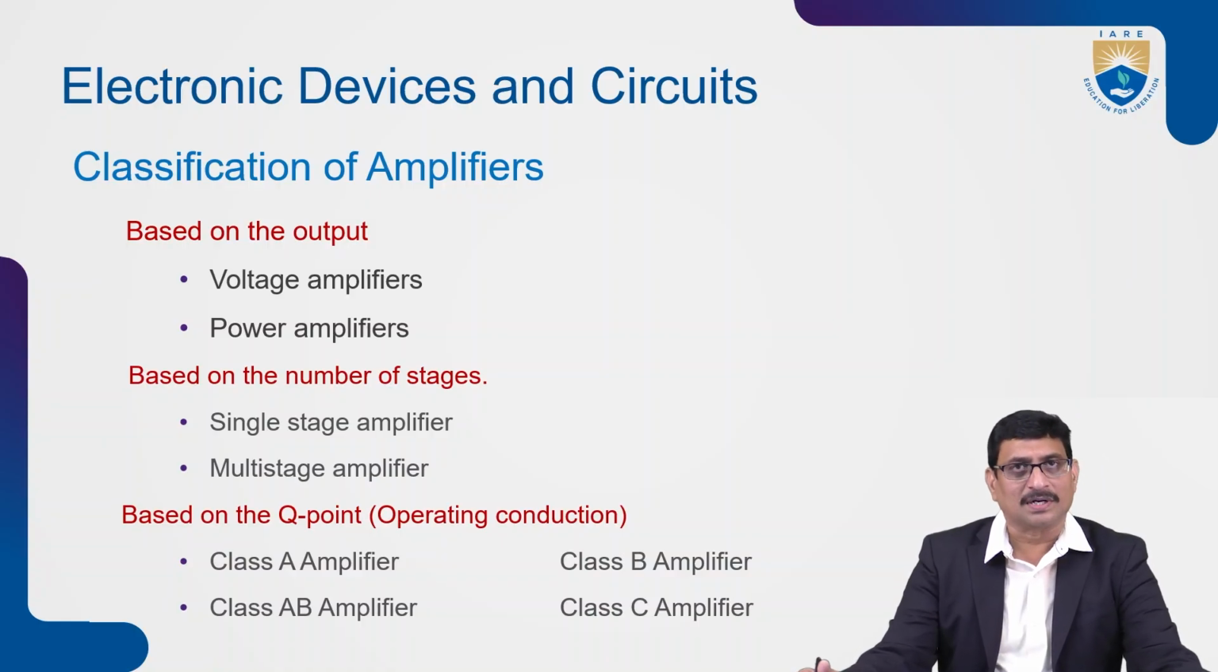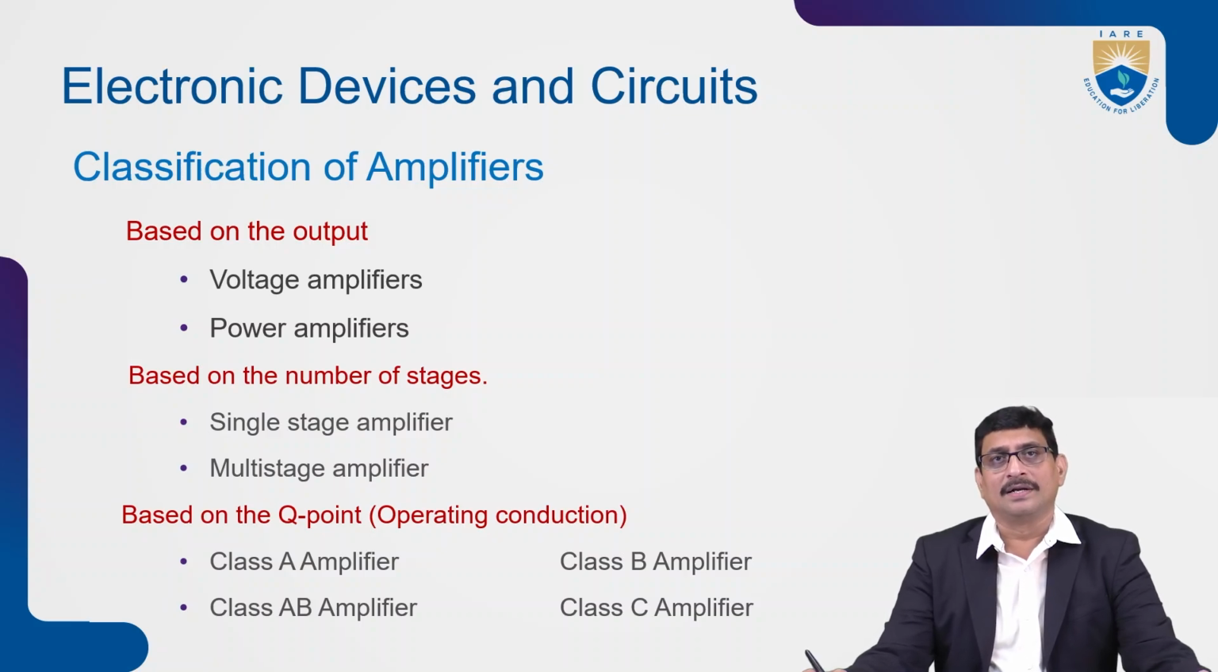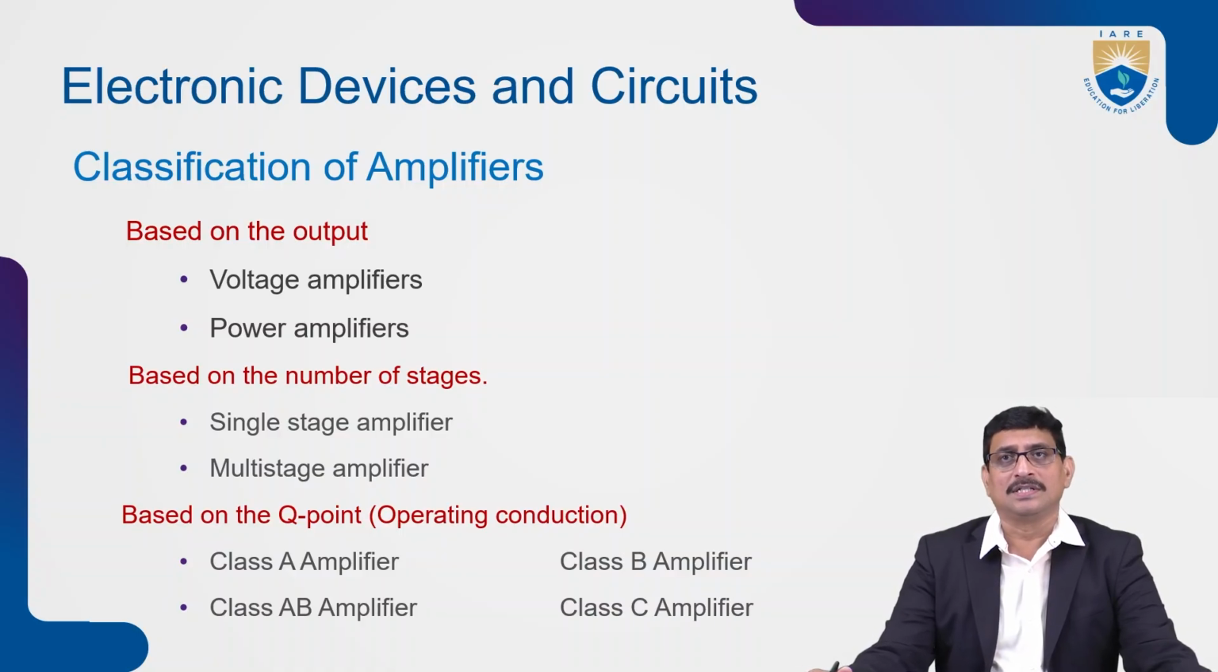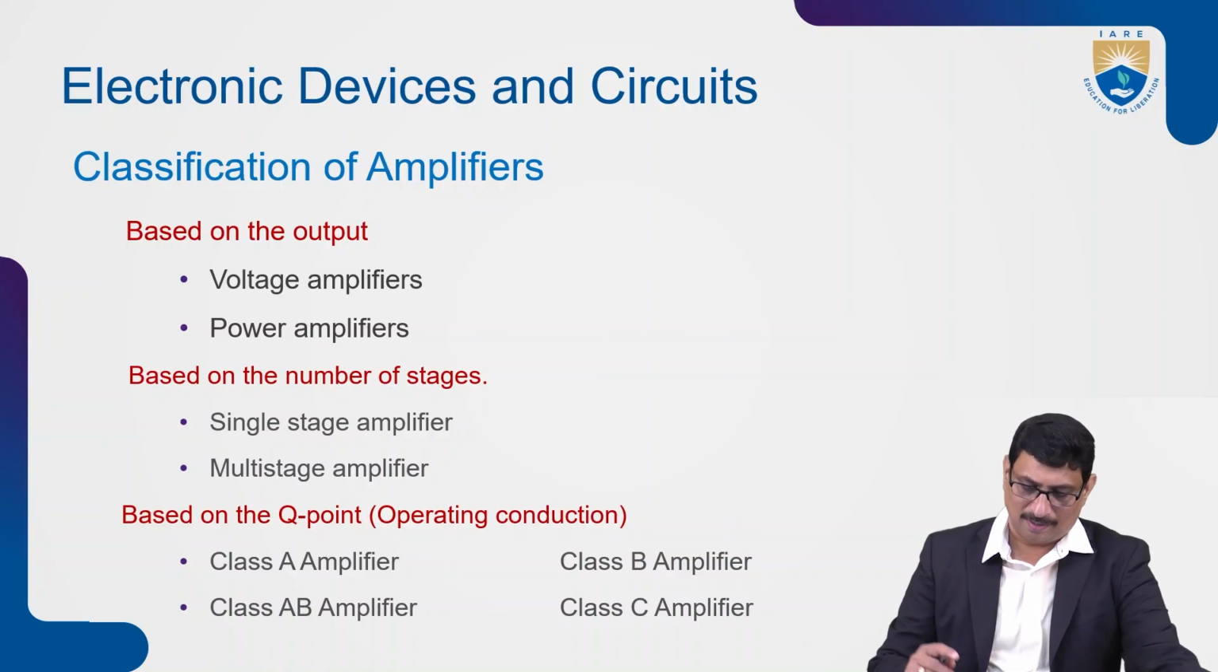The other classification of transistors is based on the operating point. If I choose the operating point nearer to the cutoff point, nearer to the saturation point, or in the middle of the DC load line, then depending upon that, the output may be available for full cycles, half cycles, less than half cycle, or more than half cycle and less than full cycle. Based on the operating point selection on the DC load line, the power amplifiers are classified into Class A, Class B, Class AB, and Class C power amplifiers.